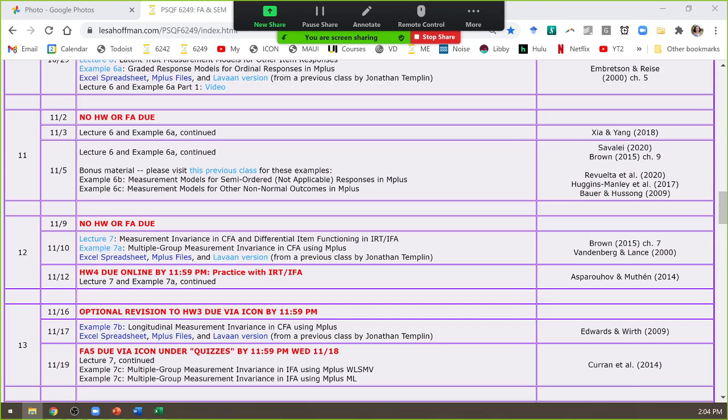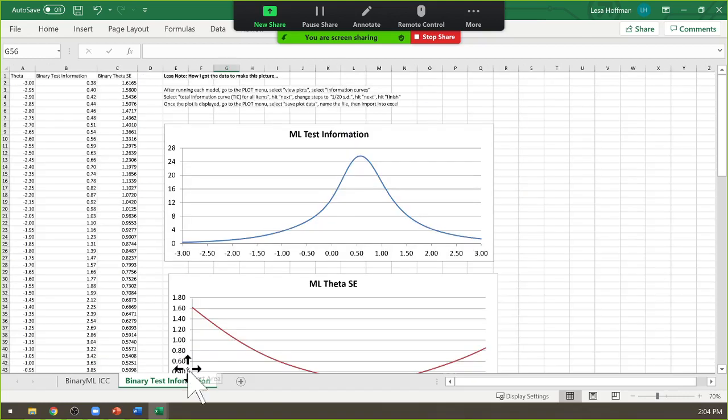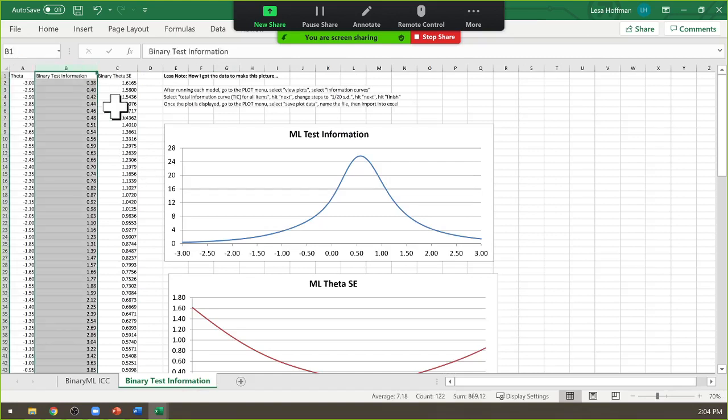Okay, so there's an Excel spreadsheet called binary ML underscore plots, because some of the versions of Mplus across operating systems don't make pictures or don't make the same pictures, I added that. So there is a tab in here called binary test information that you would need to refer to answer that question. And what this tab is giving you is the amount of information that the items contain at a corresponding level of the latent trait.